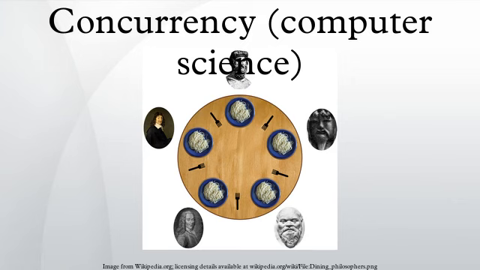A number of mathematical models have been developed for general concurrent computation, including Petri nets, process calculi, the parallel random access machine model, the actor model, and the Reo Coordination Language.